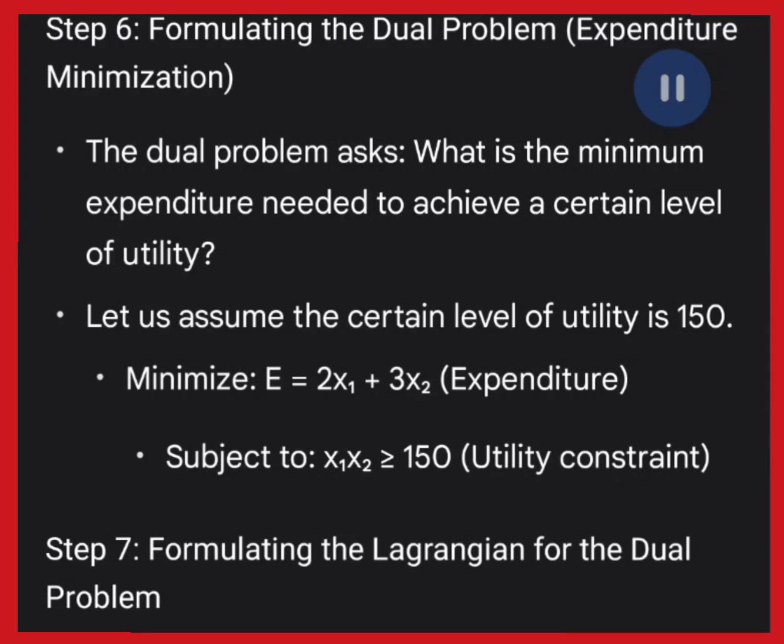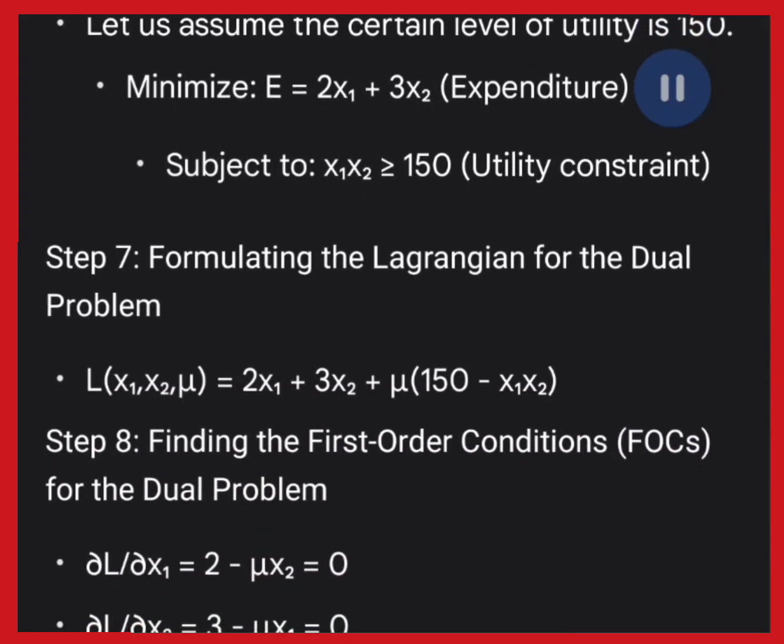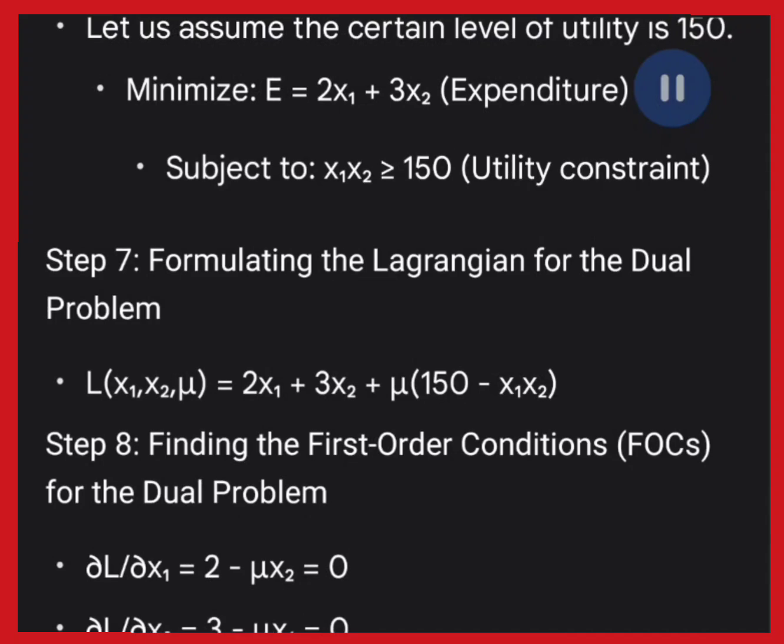Step 7. Formulating the Lagrangian for the dual problem. L(x₁, x₂, μ) = 2x₁ + 3x₂ + μ(150 − x₁x₂). Step 8. Finding the first order conditions, FOCs, for the dual problem. ∂L/∂x₁ = 2 − μx₂ = 0, ∂L/∂x₂ = 3 − μx₁ = 0, ∂L/∂μ = 150 − x₁x₂ = 0.